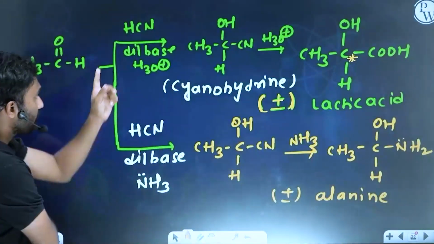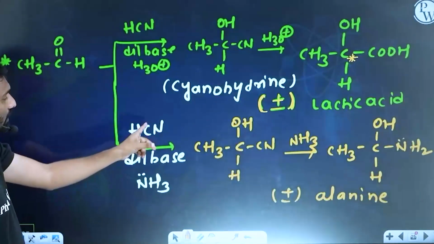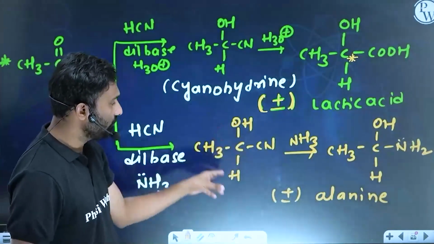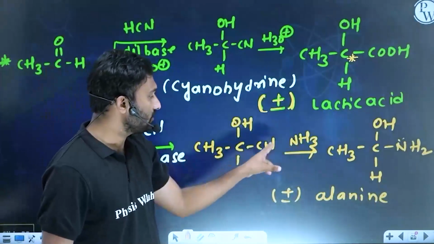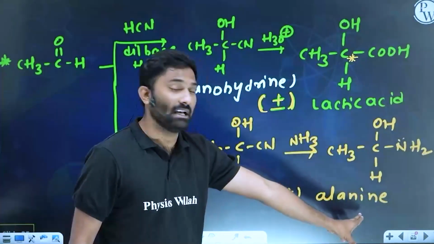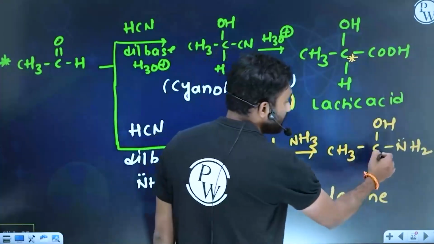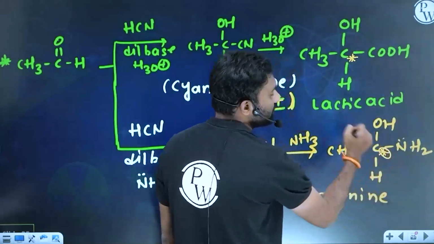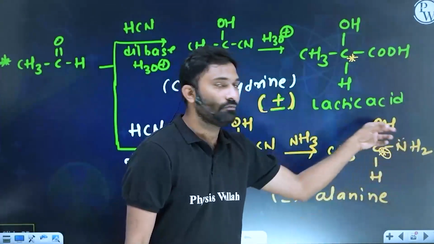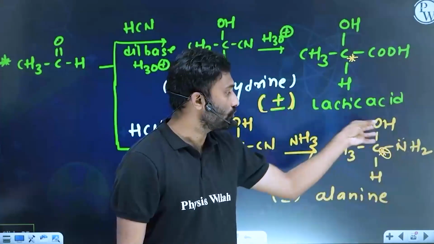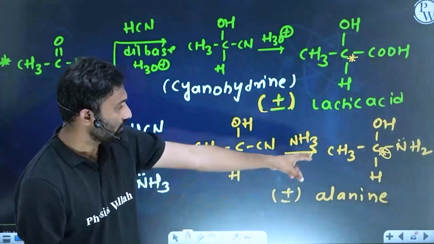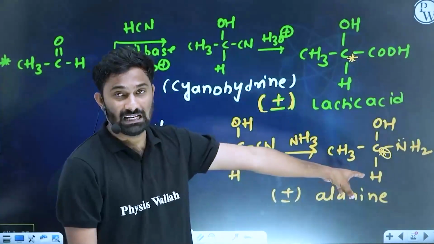Okay, next, look here, the same with HCl, dilute base in the presence of ammonia, what will it give? First it will give the cyanohydrin, cyanide upon ammonia. Now what will it give? Alanine is also an optically active compound, and this carbon is a chiral carbon. Look here, the attached groups are 4 different groups. That's the reason this is an optically active compound.